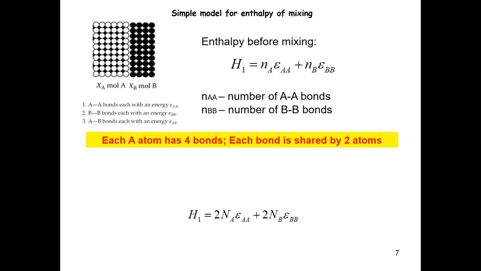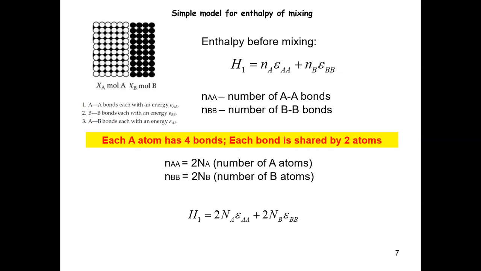So what does this mean? The same counting applies to the B atoms, right? Because they have basically the same coordination arrangement. So each A atom is associated with 2 AA bonds. This means the number of AA bonds equals twice the number of A atoms. Does this make sense to everyone? And the number of BB bonds equals twice the number of B atoms, okay?